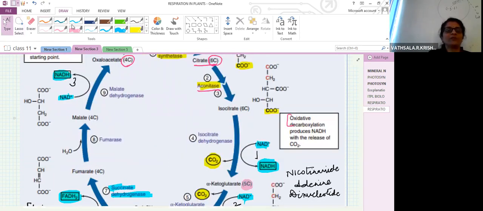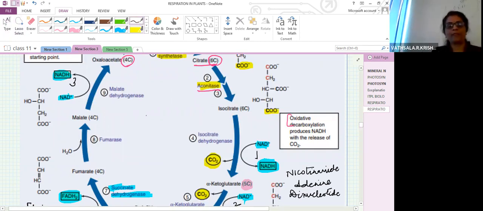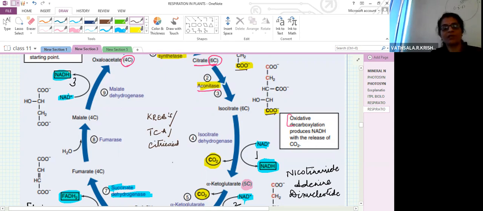What are the names given to this cycle? It is the Krebs cycle, named after Sir Hans Krebs. It's called TCA, tricarboxylic acid: citric acid, isocitric acid, and alpha ketoglutaric acid. It's also called the citric acid cycle, because the first compound formed is citric acid or citrate. Therefore, these are the three names given to this cycle.